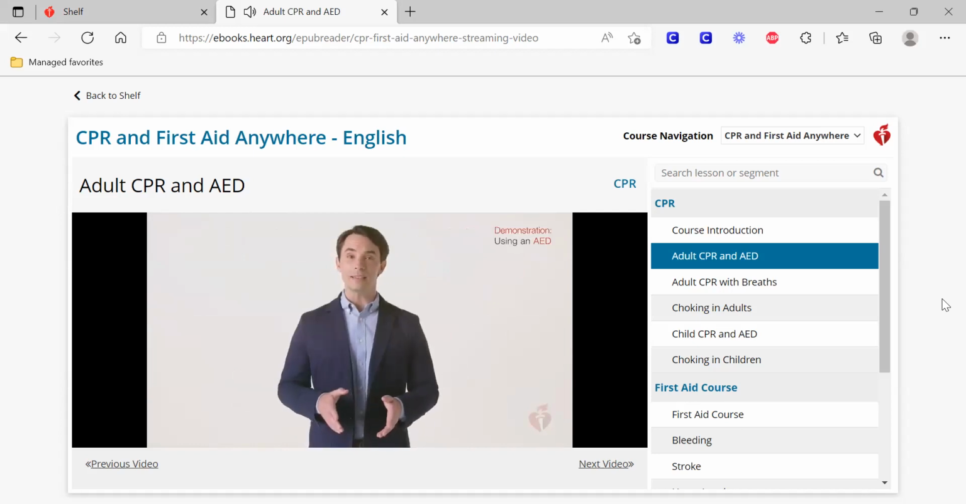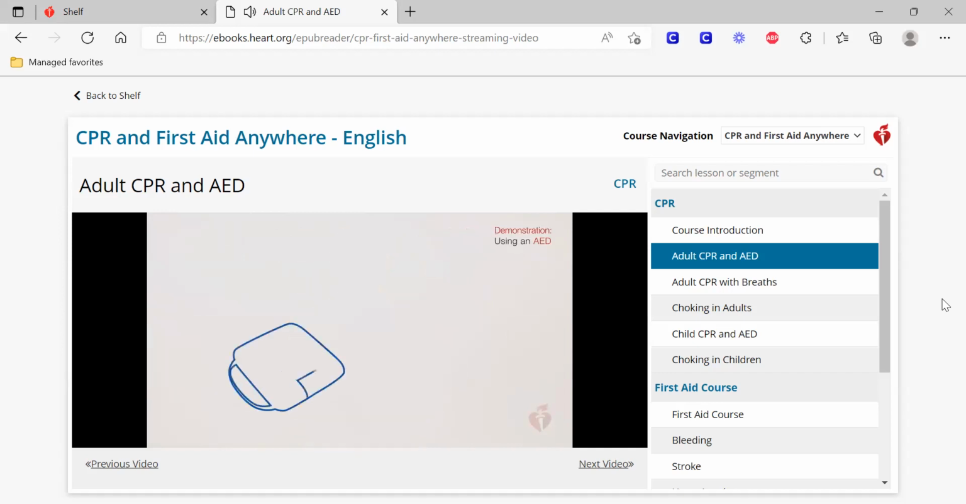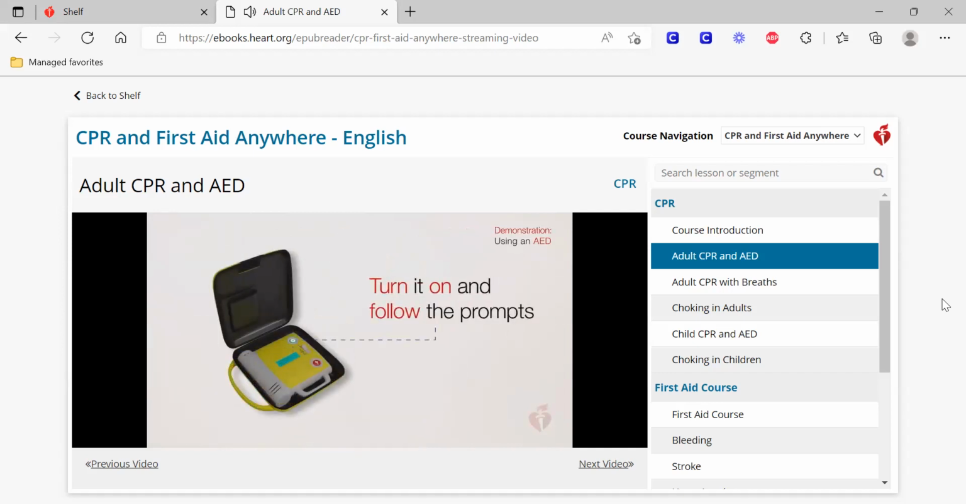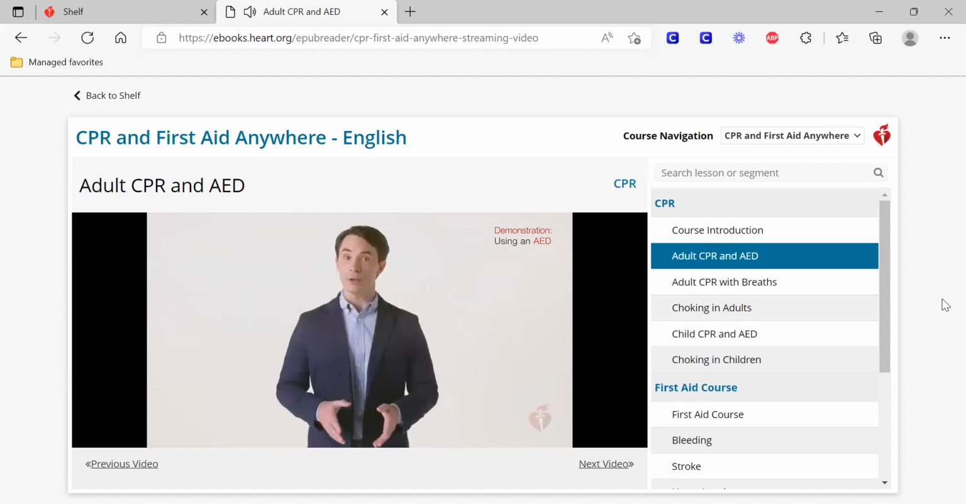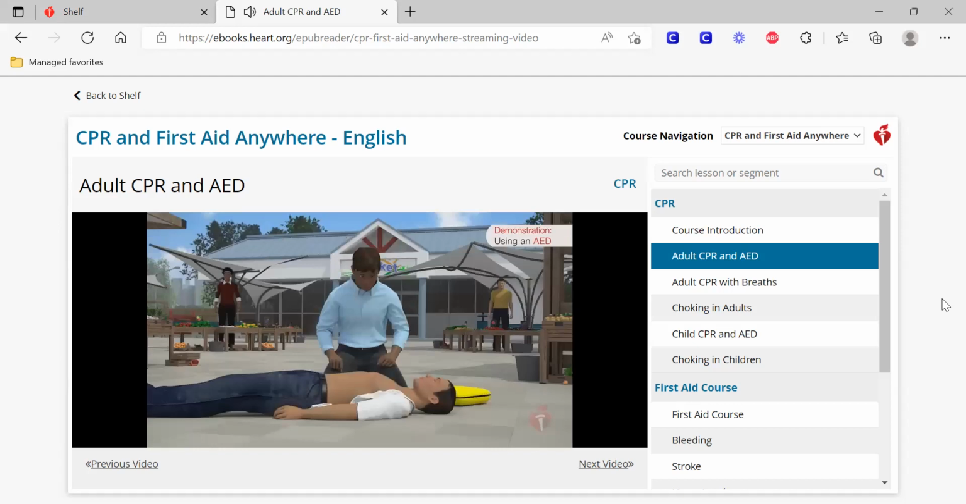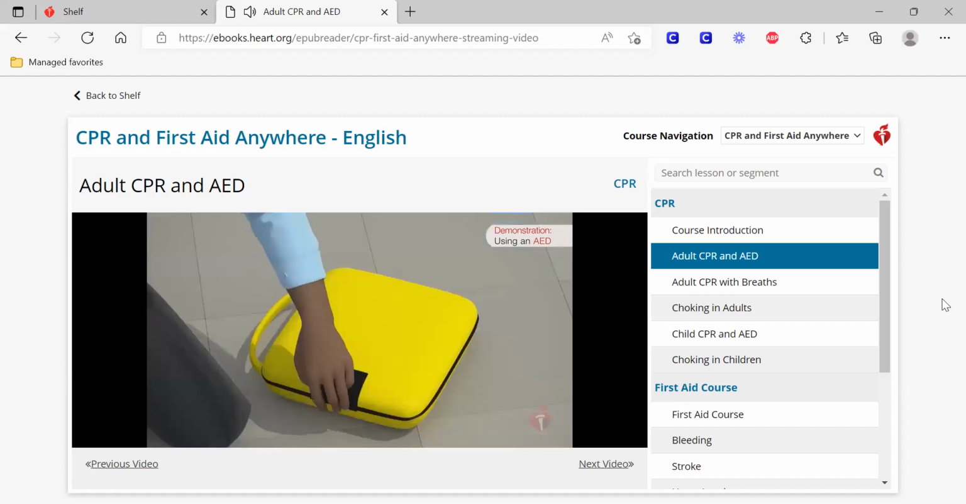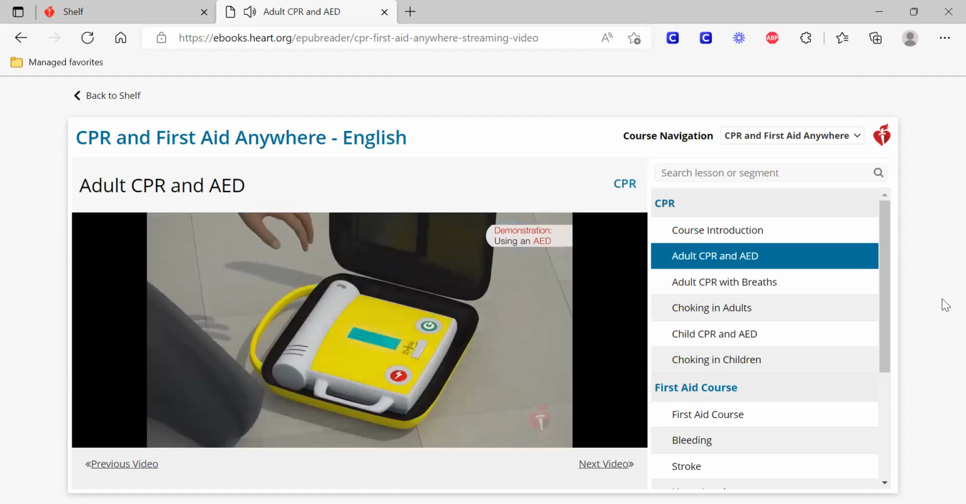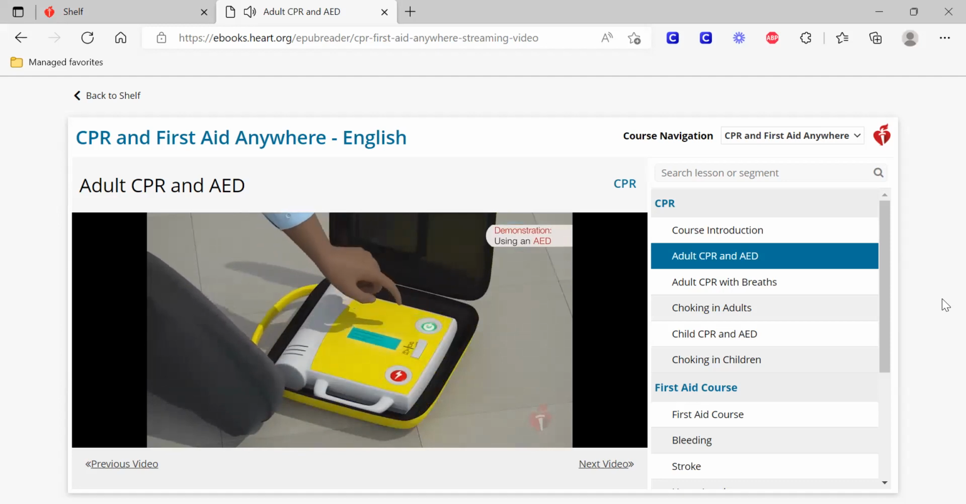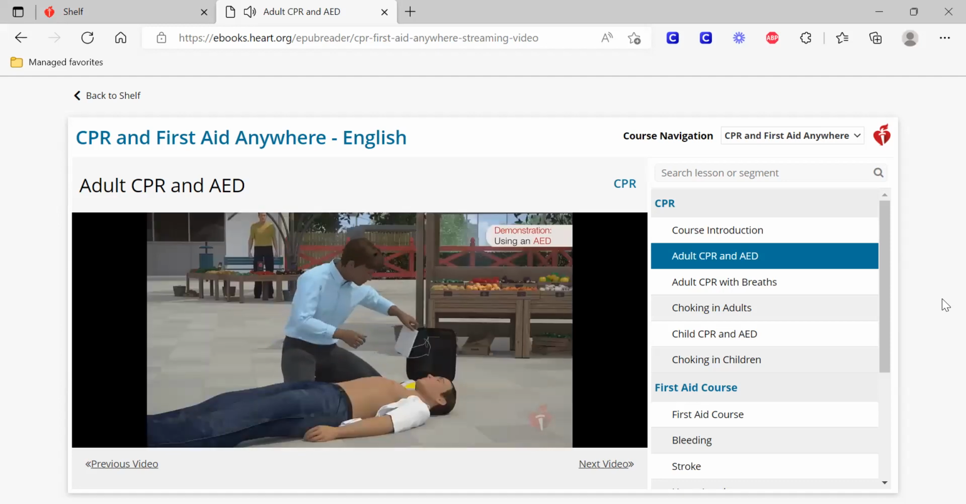Using an AED is safe. It can't shock someone unless he or she really does need it. You only need to remember to turn it on and follow the prompts. Once you turn it on, the AED will tell you everything you need to do. Some AEDs will turn on automatically when you lift the lid. Others will require you to push the on button. After that, just follow the prompts you see and hear.